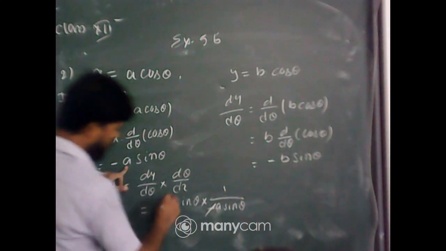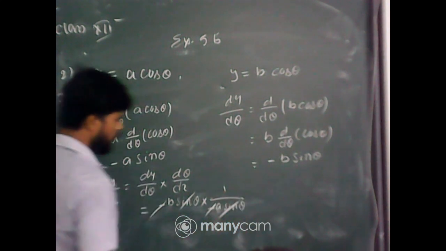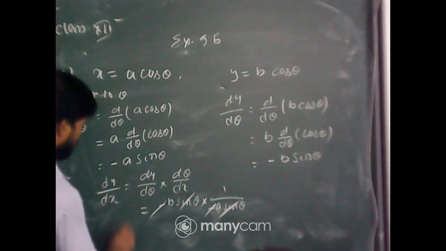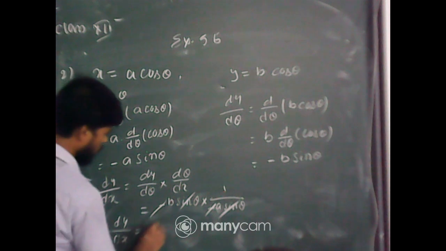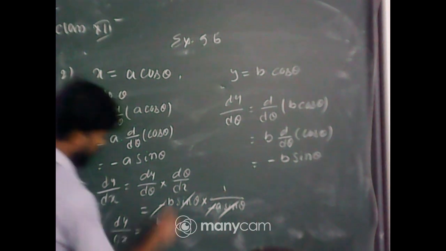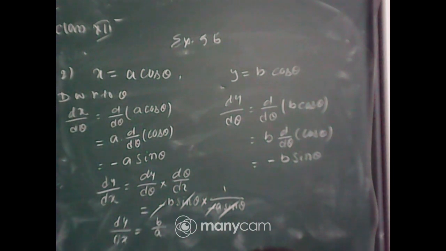So this two minus will cancel each other and this two sin theta will cancel each other. So the final answer is dy/dx is equal to b by a. dy/dx is equal to b by a. So this is our answer. Okay. Now let's solve one more problem, question number 3.